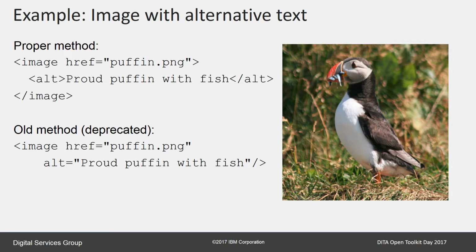So, to give an example here, alternative text. The proper method to do it: it's an image tag. There's an alt tag inside where you can write a simple, short description, usually a few words or a sentence about what the image is, so that somebody with a screen reader, someone who's blind or simply not looking at the screen, can identify what the image is about. There's an alt element that was added, I believe, in DITA 1.1. Before that, it was an attribute that's now deprecated.